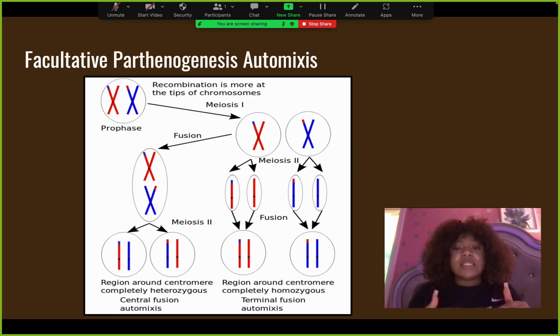And in both instances of automixes, the resulting offspring are half clones of the single female parent. Because, like I mentioned before, all offspring of parthenogenesis contain the DNA of the female. It's just all of her DNA.